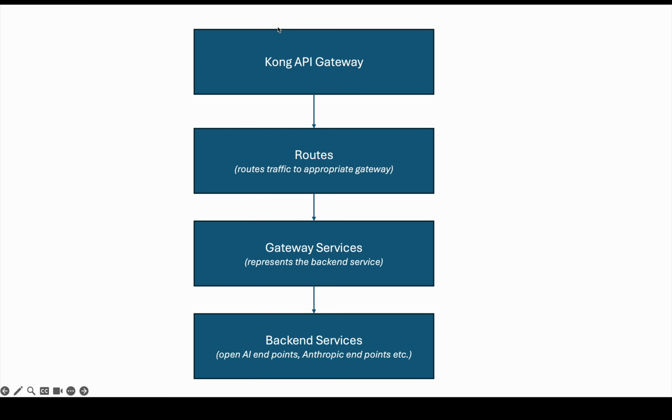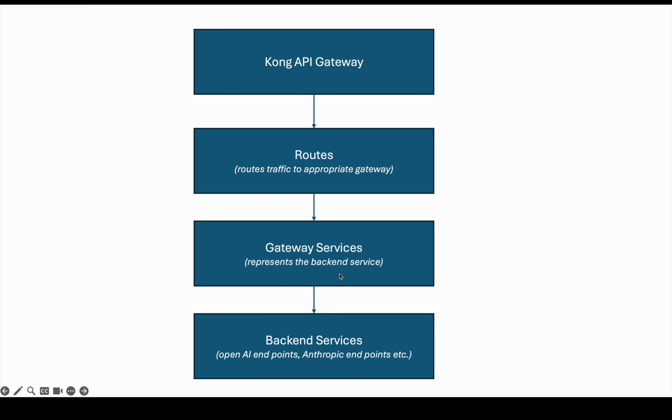So the Kong API gateway is at the highest level. The request comes to API gateway. API gateway then has routes. So routes are objects or items that route the traffic to the appropriate gateway, right? The gateway service that I created, that is the AI gateway service. So that routes it to the appropriate gateway service.